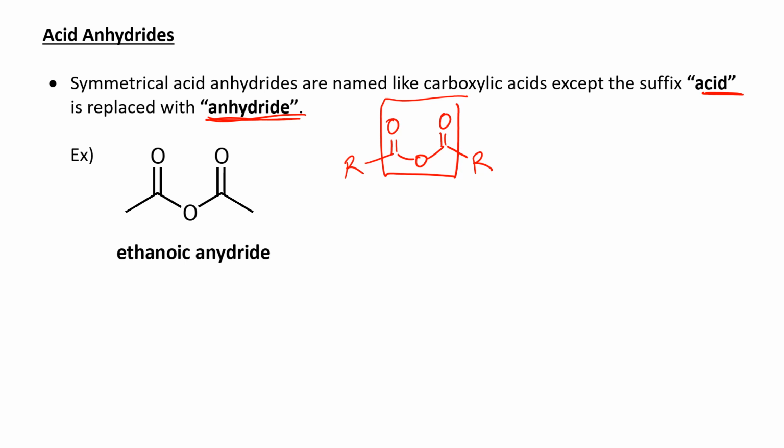So it's 1, 2. This is a symmetrical anhydride. So that's all we're going to be looking at is symmetrical anhydrides. You will not be responsible for asymmetric anhydrides. So we have ethanoic anhydride. See, all we did was change the word acid to anhydride. Acid turns into the word anhydride.